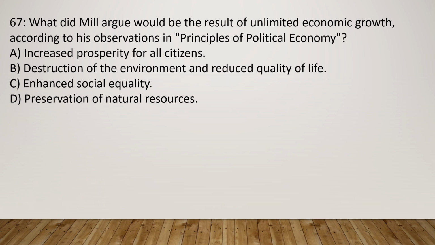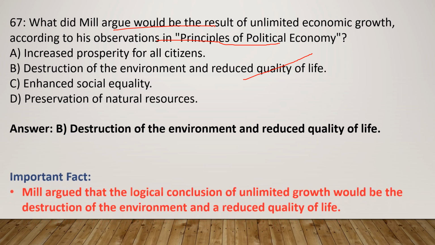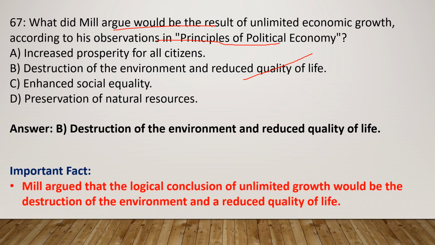What did Mill argue would be the result of unlimited economic growth according to his observations in Principles of Political Economy? The correct option is B, destruction of the environment and reduced quality of life. Mill argued that the logical conclusion of unlimited growth would be the destruction of the environment and the reduced quality of life.